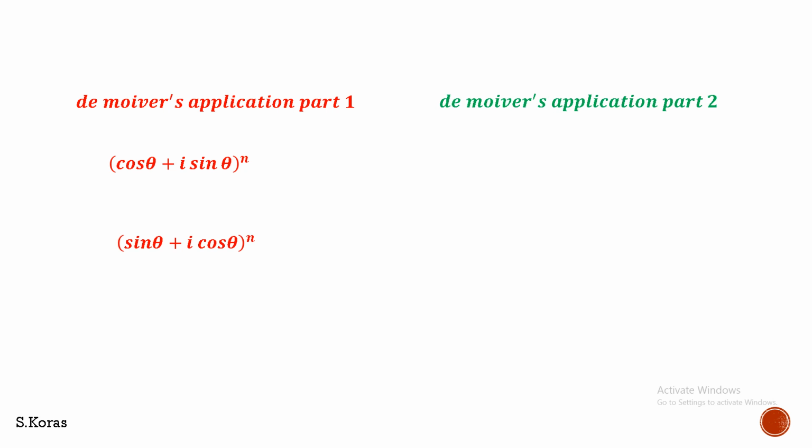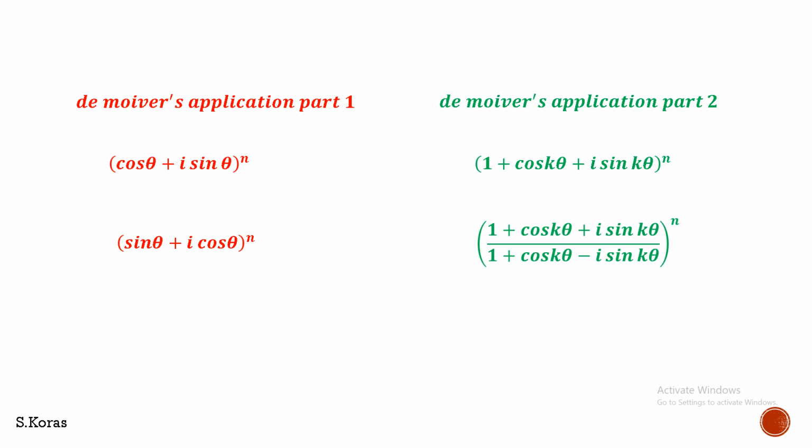Now in this session, part 2, we are going to learn how to apply De Moivre's theorem for a type of problem like 1 plus cos k theta plus i sin k theta. Moreover, we are going to see how to apply it in the same way where the numerator has a complex number and the denominator has its conjugate. Finally, in part 3, we are going to study the simplification of (a plus ib) the whole power n plus (a minus ib) the whole power n.